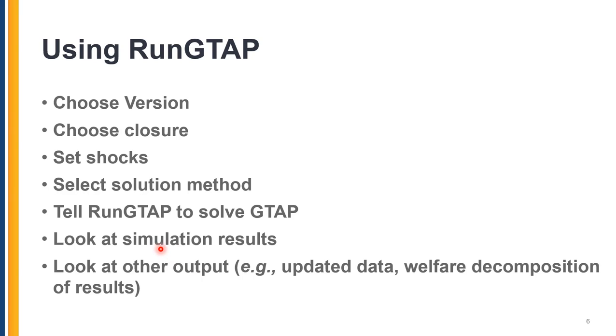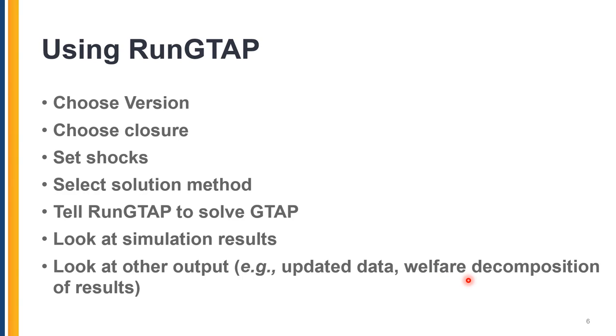So the simulation results, the core simulation results, will always be a set of percentage change variables using the GTAP model. Other output may be some levels of things, right? So what is the updated data? What is the updated GDP, right? In levels terms, in 2001 or 2011, whatever year we're using, dollars.